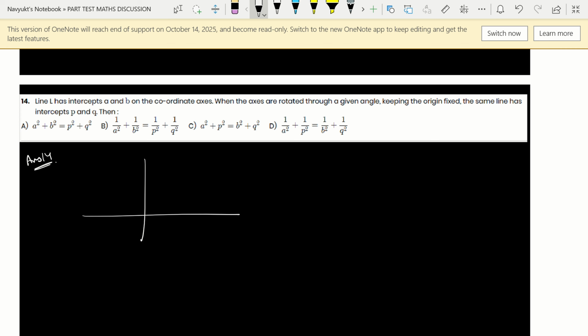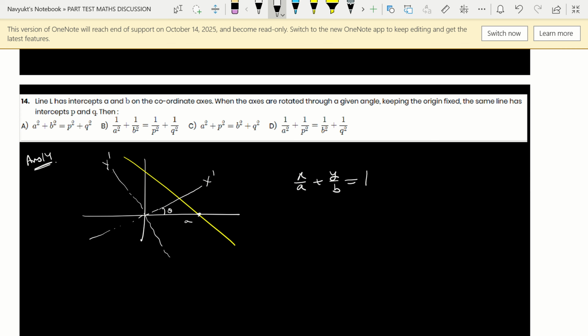If we have this line x by a plus y by b equals 1, this is the line we have, with this length as a, this length is b. Now the axes are rotated with a particular angle. Let's say these are our new axes. Clear? Rotated with some angle. These are new x dash and y dash. Again, this line would extend till here, and this yellow line will meet it somewhere here.